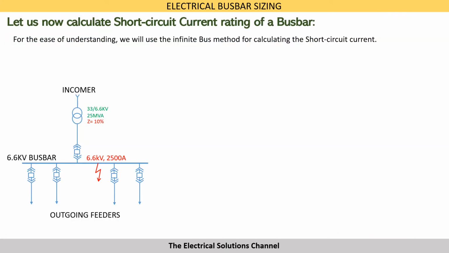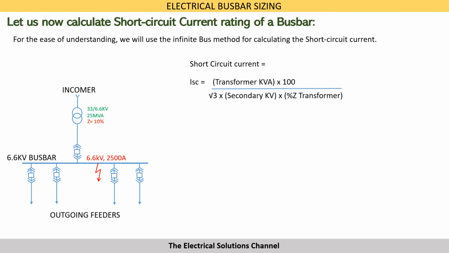Let us now calculate short circuit current rating of a busbar. For the ease of understanding, we will use the infinite bus method for calculating the short circuit current. Short circuit current is calculated as transformer kVA into 100 divided by root 3 into secondary kV into transformer impedance.